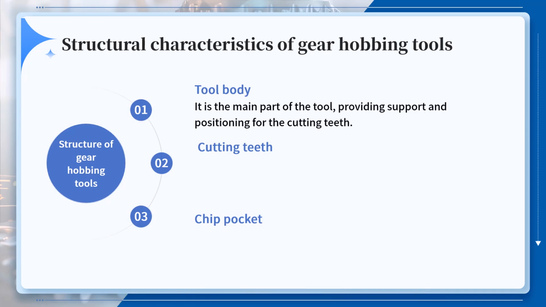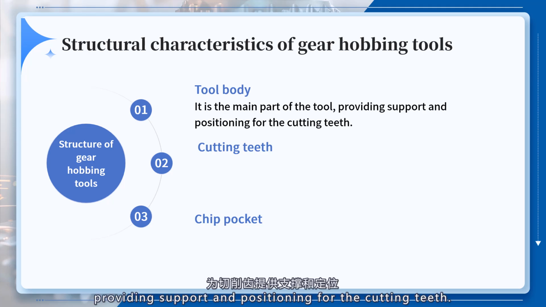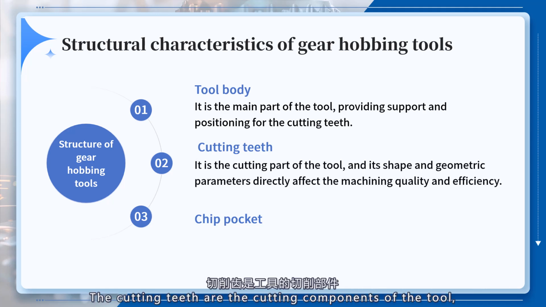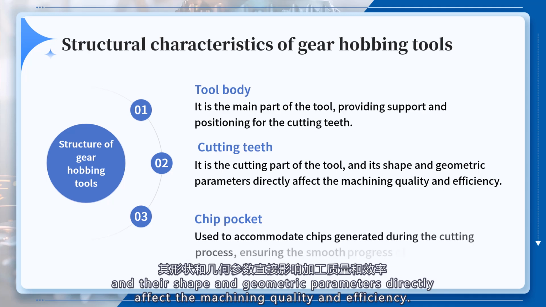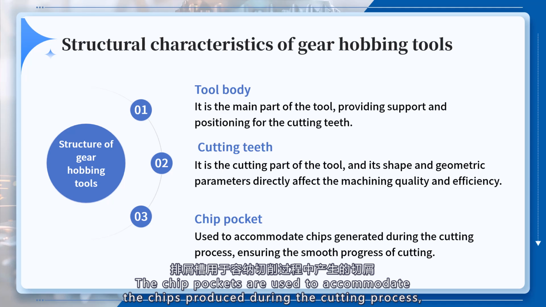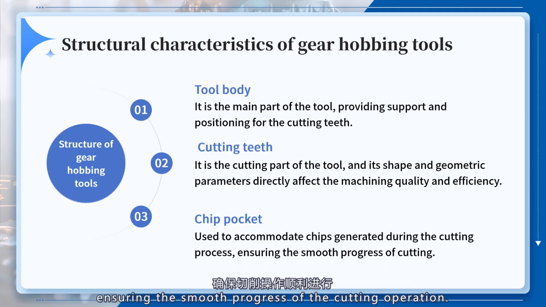The tool body is the main part of the tool, providing support and positioning for the cutting teeth. The cutting teeth are the cutting components of the tool, and their shape and geometric parameters directly affect the machining quality and efficiency. The chip pockets are used to accommodate the chips produced during the cutting process, ensuring the smooth progress of the cutting operation.